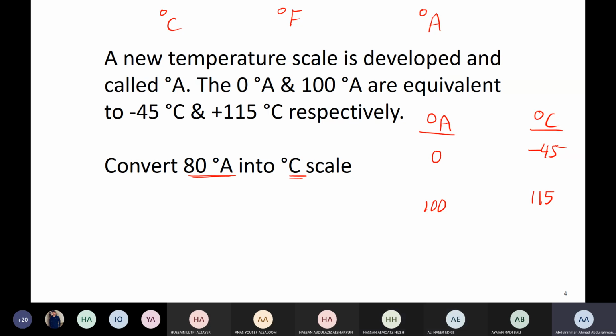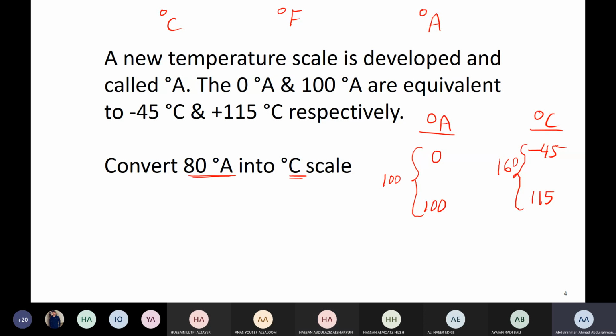Yes. Let me help you. First, to do this, find what's the range here. From 0 to 100, what's the range? 100. Good. From here to here, what's the range? 160. So 100 in A is equivalent to 160 in centigrade. Clear? Okay.